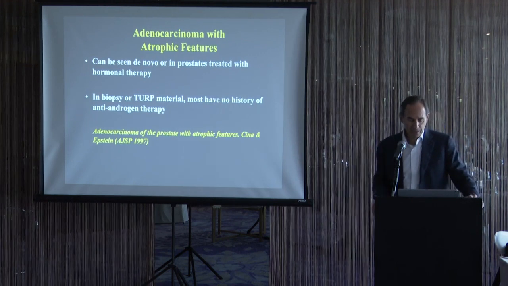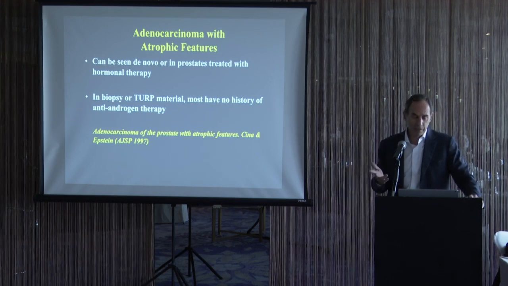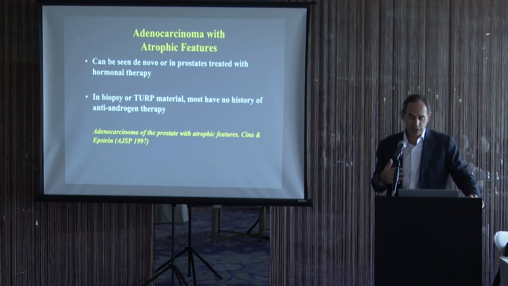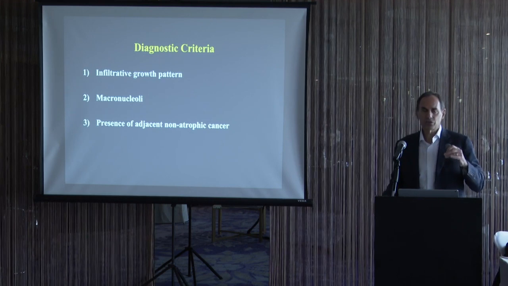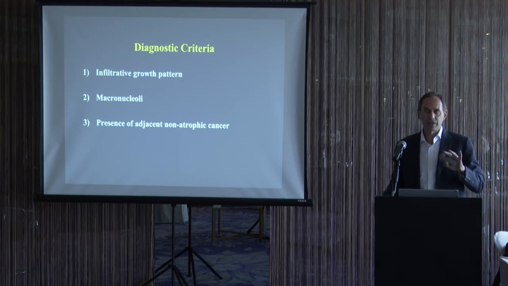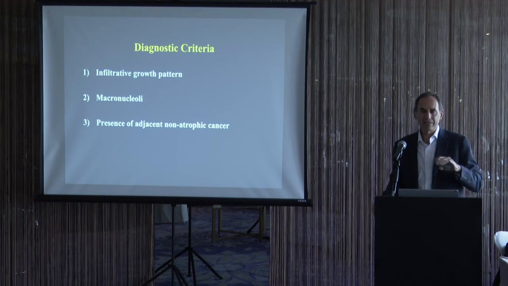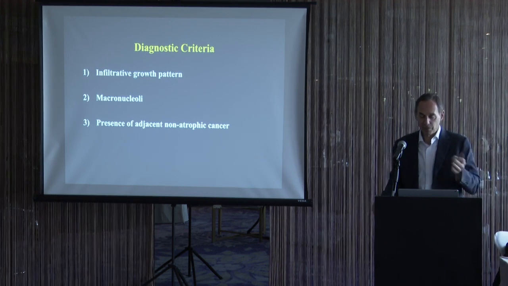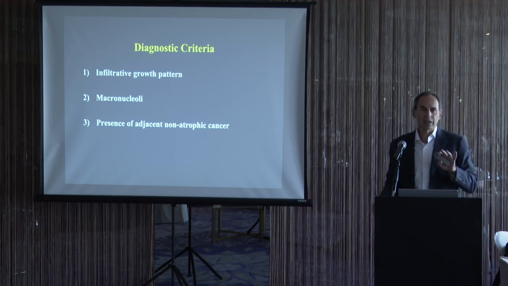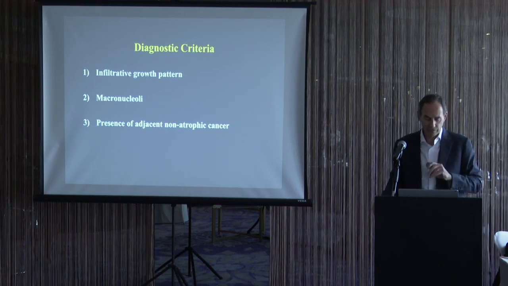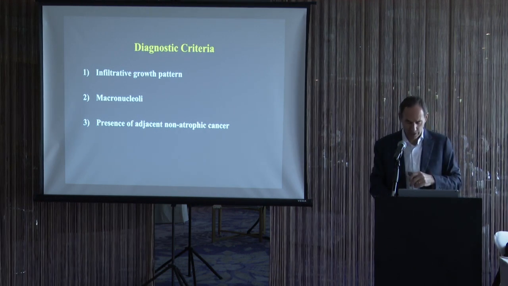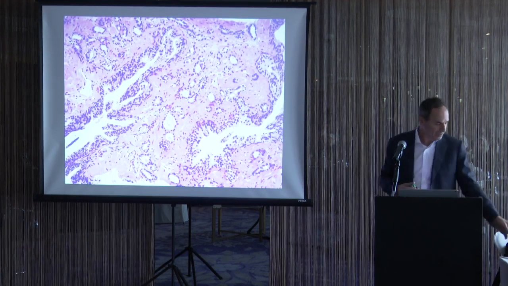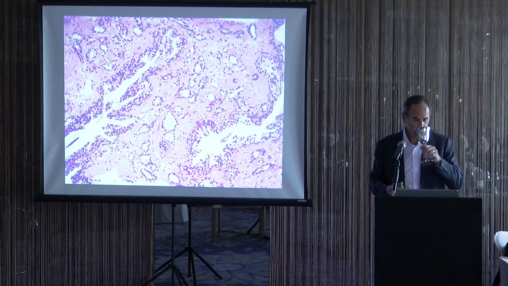Atrophic prostate cancer is also extremely difficult sometimes to diagnose. Sometimes you can see it in patients who've had hormone therapy, but most of the time when you see atrophic prostate cancer, there is no history of anti-androgen therapy. So to diagnose atrophic prostate cancer, you need one of these 3 features. Either a truly infiltrative growth pattern, like I talked about before, but I'll illustrate again, huge nucleoli beyond what you can see in atrophy, and sometimes you can diagnose it by the company it keeps because it merges with non-atrophic prostate cancer. So this is a difficult case, a diagnosis of atrophic prostate cancer.